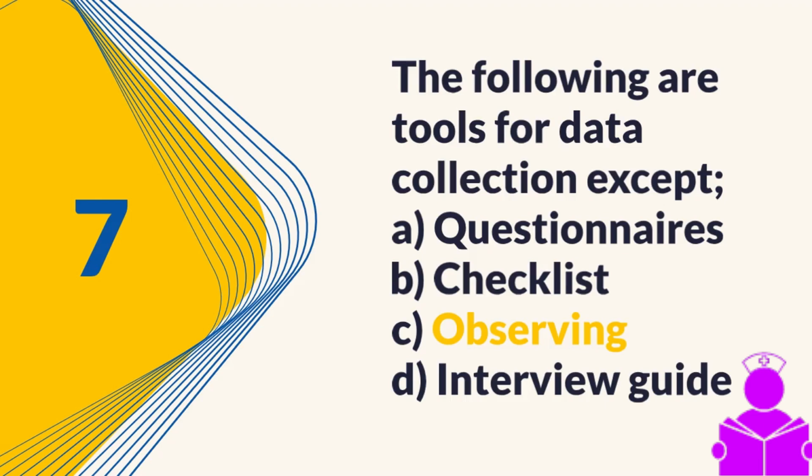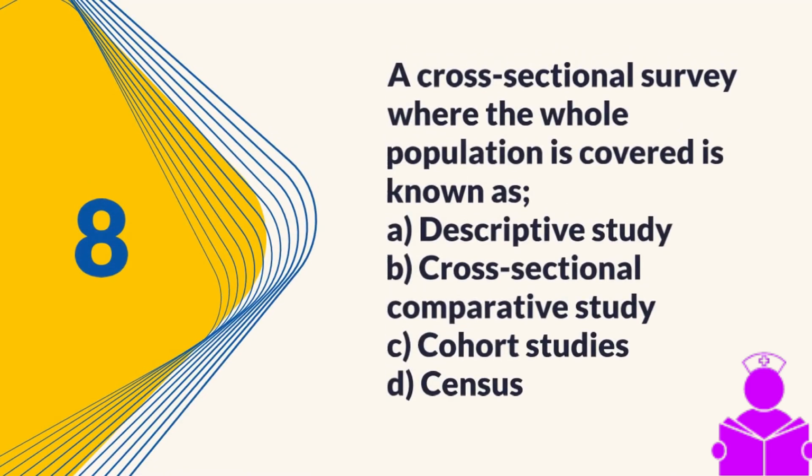Observing. 8. A cross-sectional survey where the whole population is covered is known as A. Descriptive study, B. Cross-sectional comparative study, C. Cohort studies, D. Census. Answer, D. A census is a survey where the entire population is included. It's a complete enumeration of a population, rather than a sample.